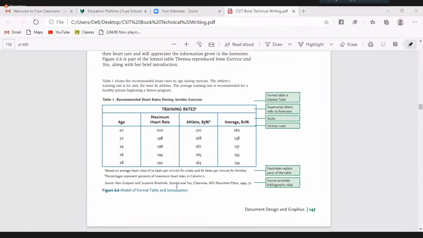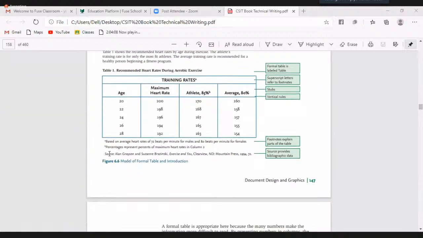Exercise and You is the name of the book. And then here Clear View is the name of the place. Okay. Then 1994 is the year of publication, and 72 is the page number. From page number 72 of this book, this table has been taken. Did you understand? So if you write the source, you have to write it like this. This is called a bibliographic entry. So with a bibliographic entry, you have to give the source.